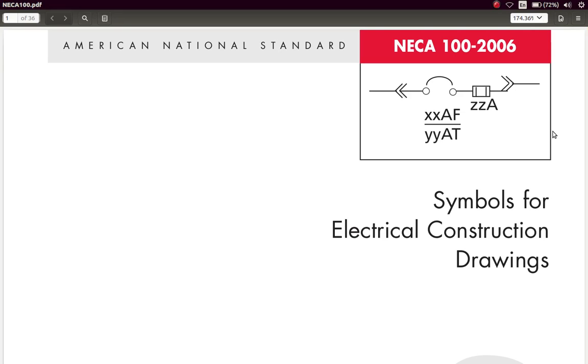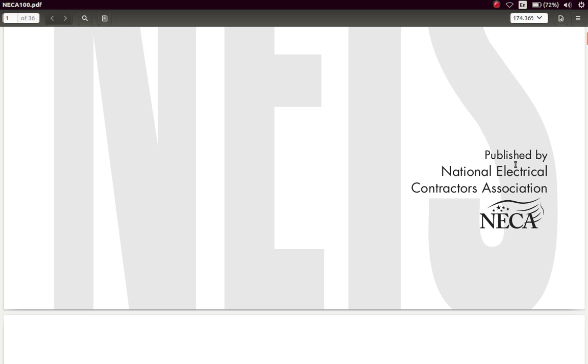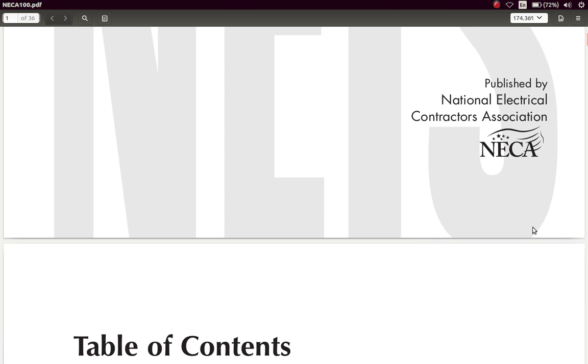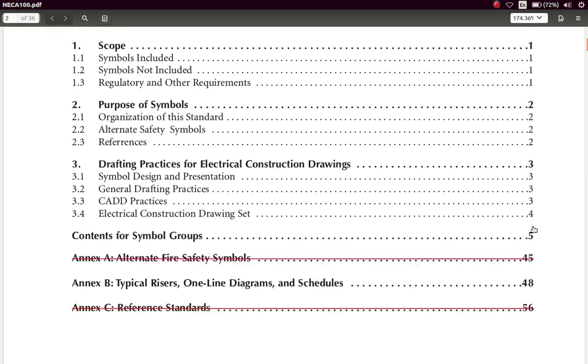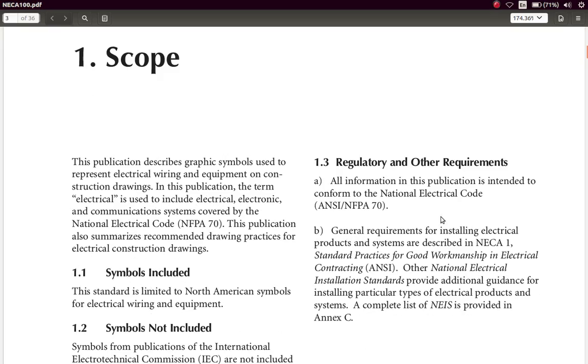Symbols for electrical construction drawings. This is published by the National Electrical Contractors Association. National meaning as in the USA. We have our table of contents. The scope.